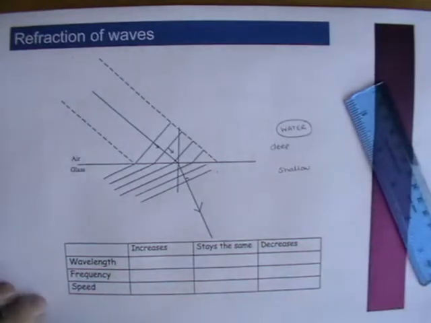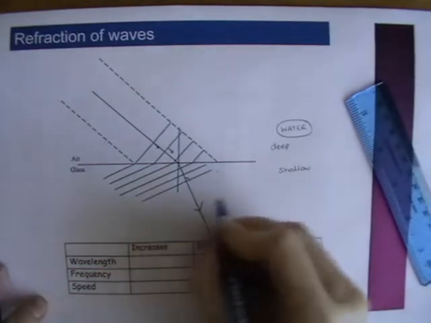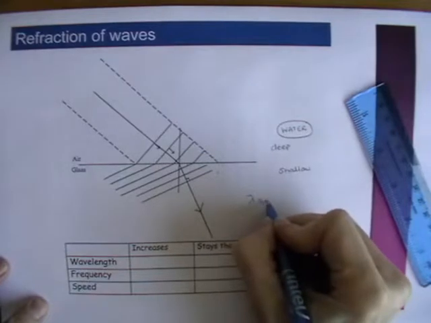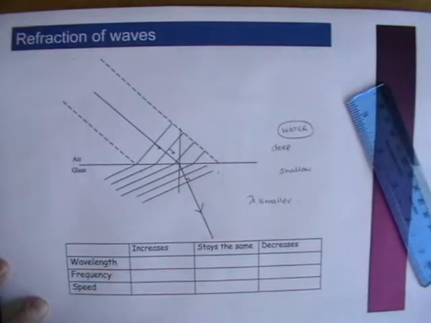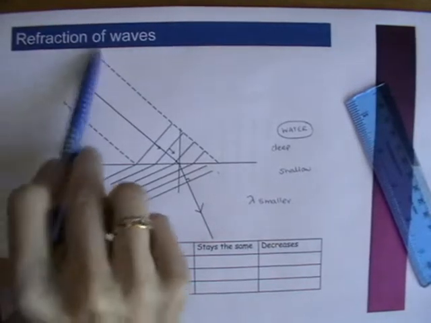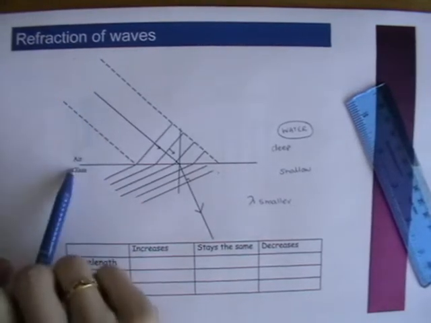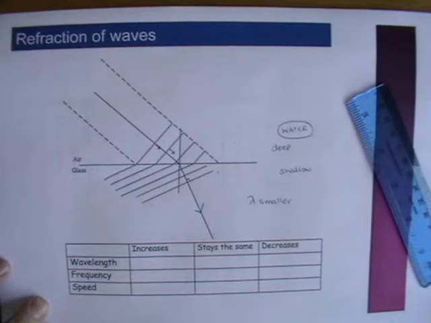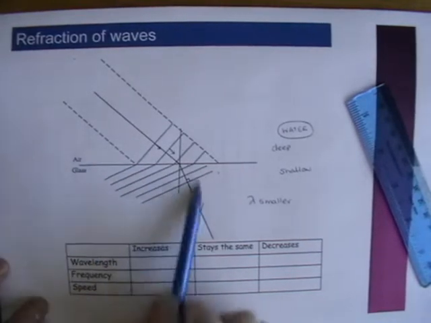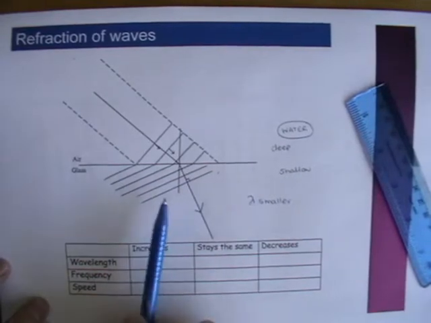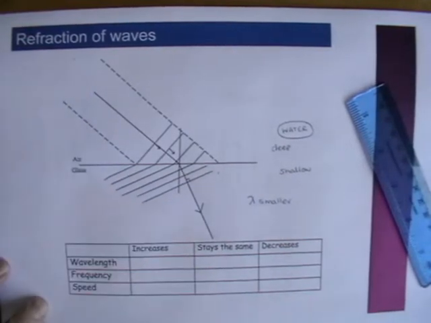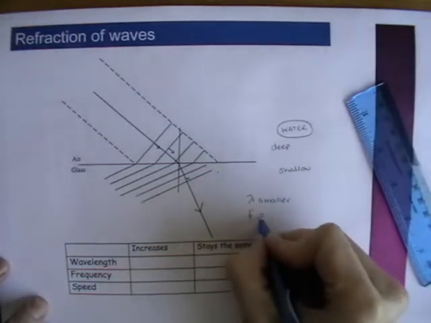So what has happened here then? Well, the wavelength has got smaller. Now, as it passes from air into glass, the source of the wave, which was a ray box, maybe if it was light, or some disturbance out in the water, it doesn't change just because the light passes into the glass or the water moves into a shallow area. There's nothing to change the actual source, so frequency stays the same.